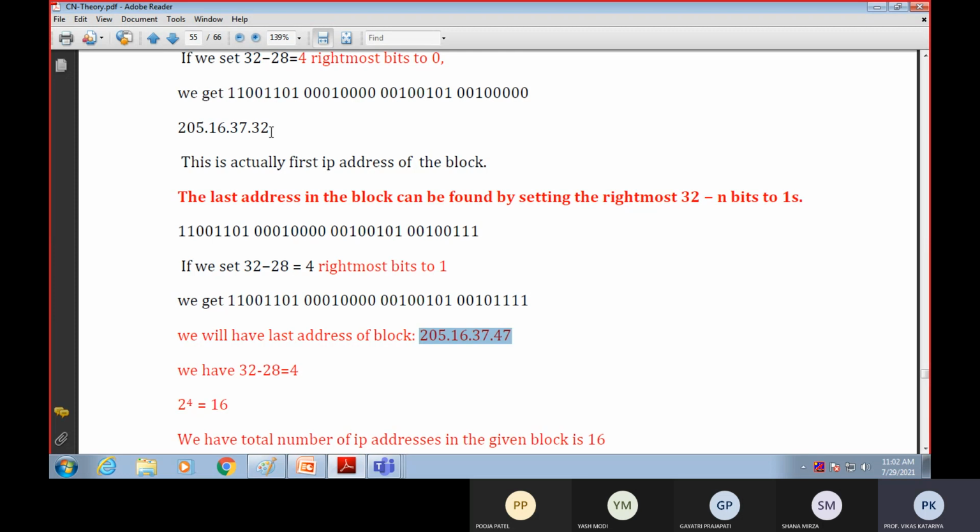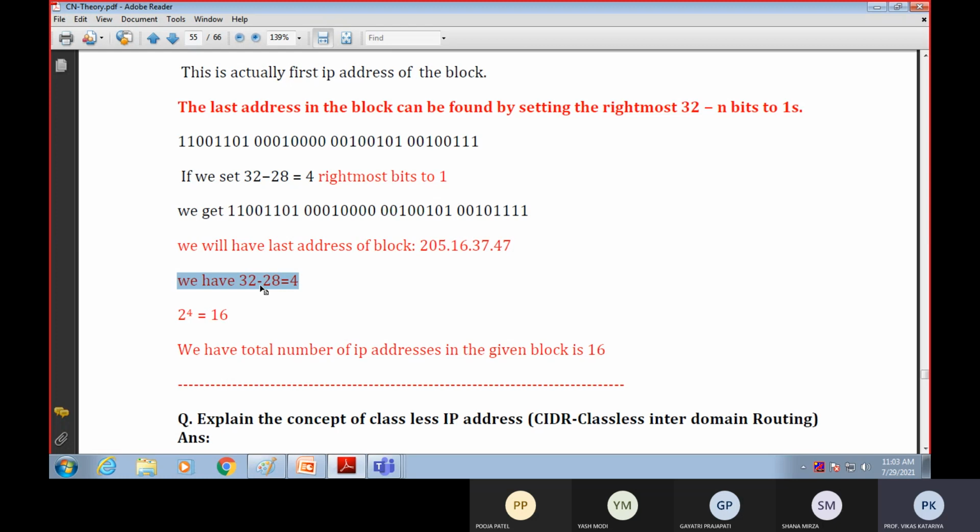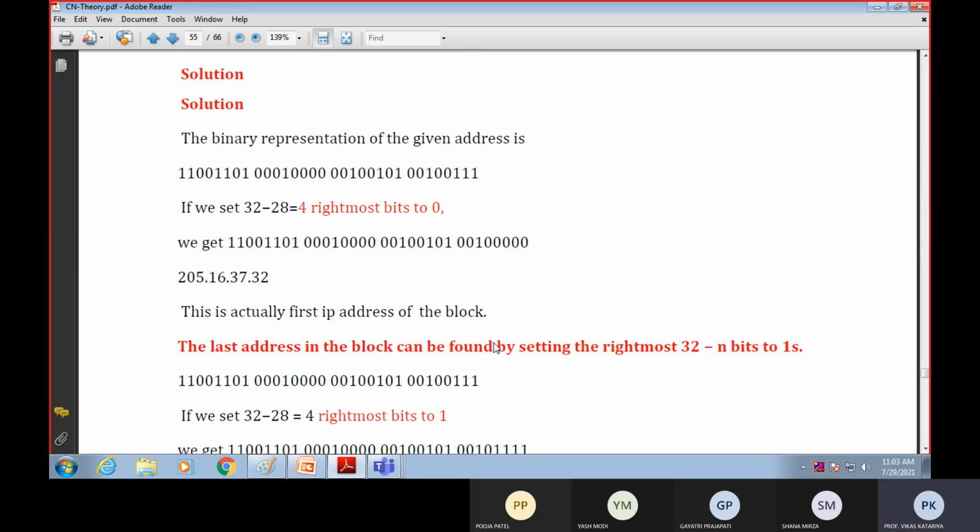So now we have the first IP address, which we already calculated, 205.16.37.32, and the last address for the given block, 205.16.37.47. Now the third question: how many IP addresses are available? We can find this as 32 minus 28 gives 4. 2 raised to the power 4 gives us a total of 16. So the total number of IP addresses in the given block is 16. In this way we have to solve the numericals.